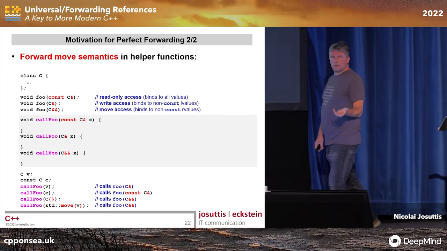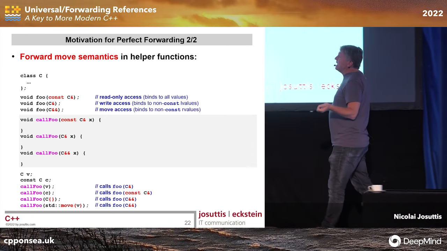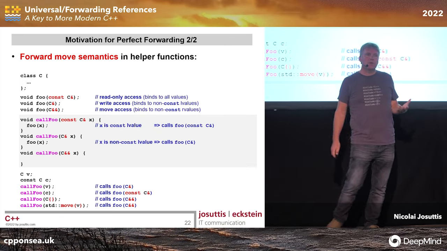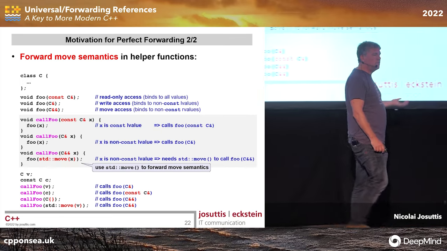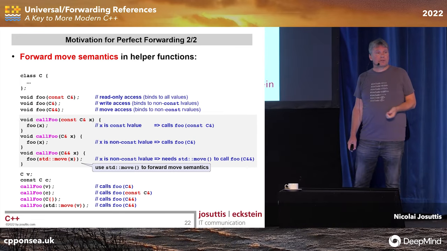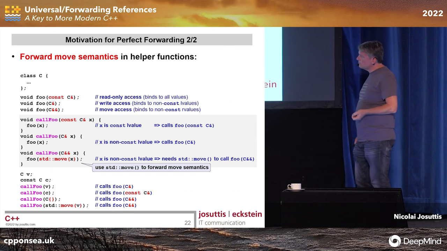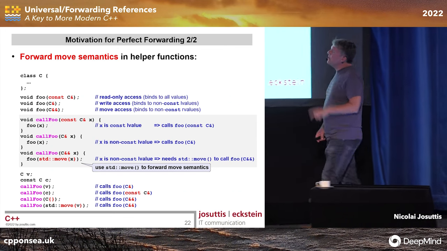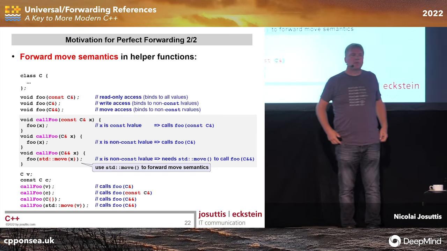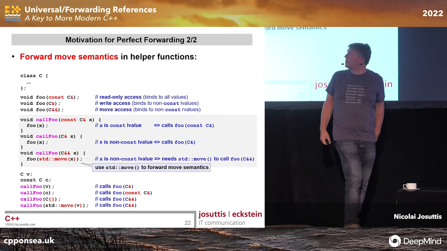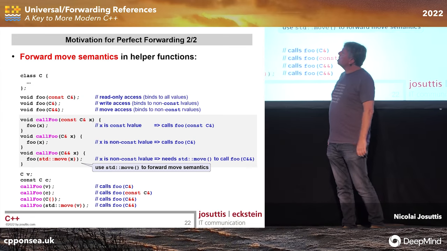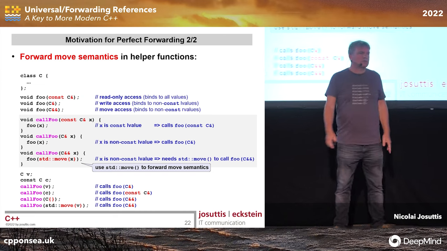And with the rules you just learned, for L value references, we are not allowed to use move. For R value references, we need move. So we need different implementations of these functions. So we need move only here. Please don't put move anywhere else, because otherwise, for example, in the second function, if you call move there, then the third foo would be called and not the second one, which we want to have.